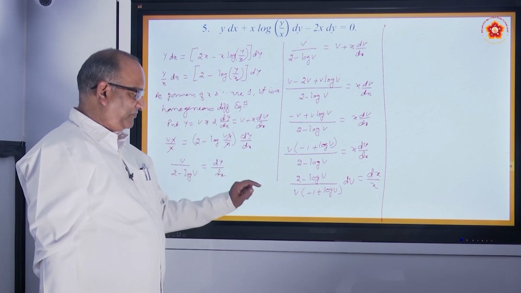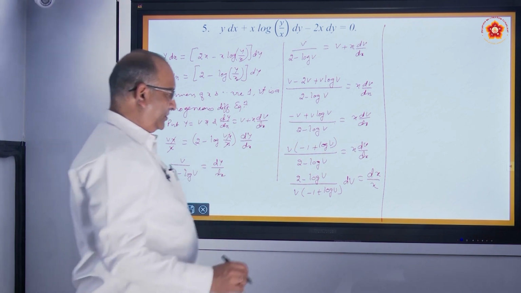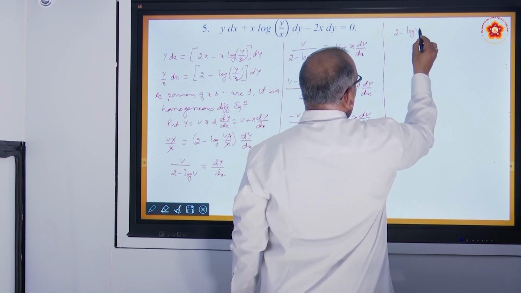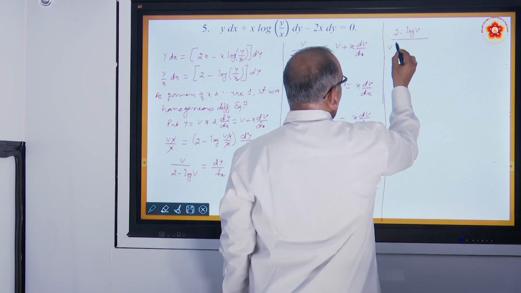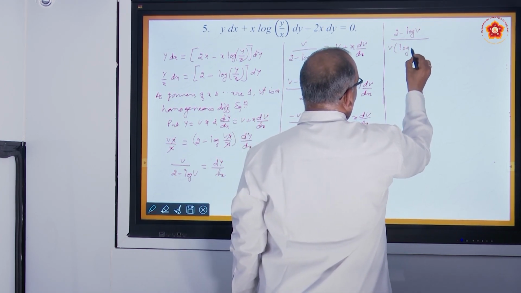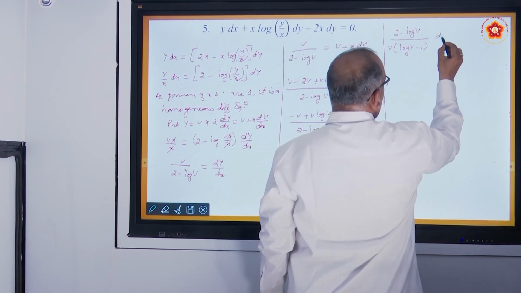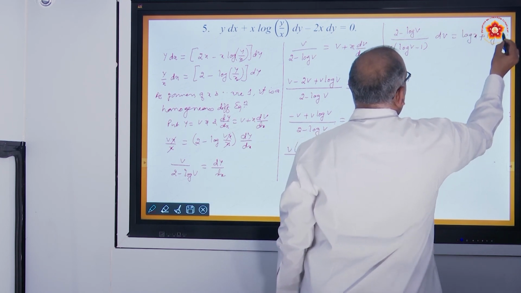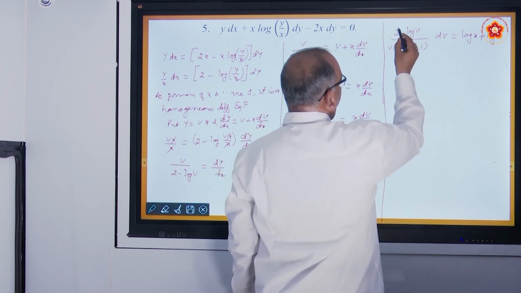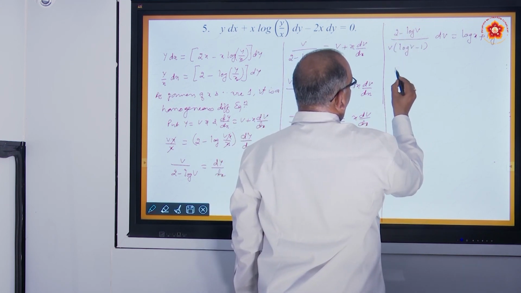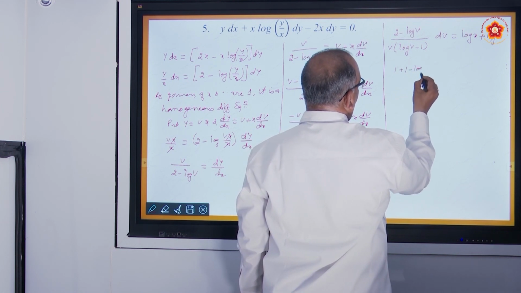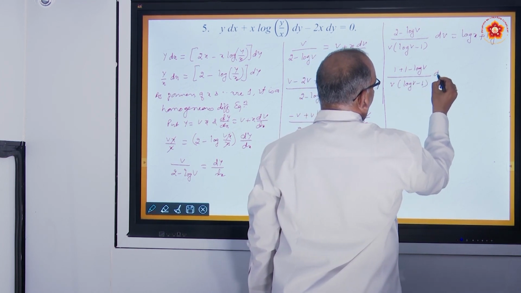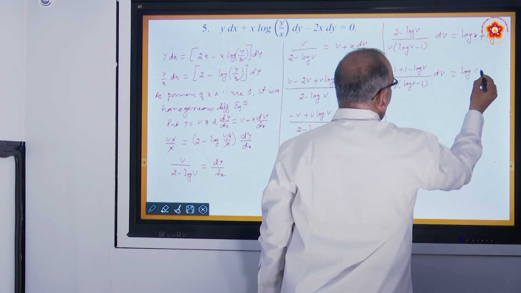Now see how it can be simplified. 2 minus log v can be written as, for convenience sake, we can write it as 2 minus log v upon v into log v minus 1 dv equal to log x plus log c, because now this can be written as 1 plus 1 minus log v upon v into log v minus 1 dv equal to log cx.